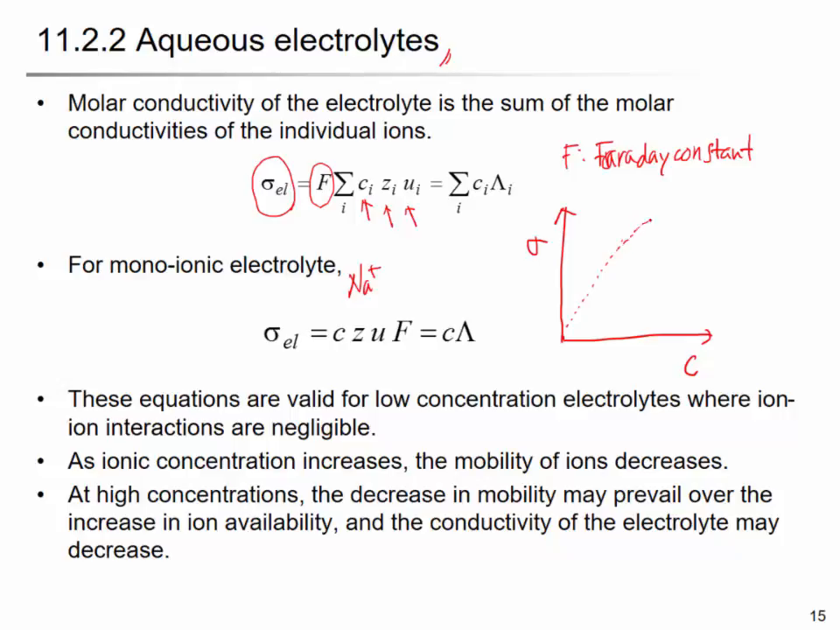Right? At some point, when the concentration is too much, there are too many ions moving together, so they will affect each other, so the increment will be less than that. At the higher concentration, the decrease in mobility may prevail over the increase in ion availability, so the conductivity may decrease. So sometimes you may have a decrease in electric conductivity too. Okay? So this equation is valid when you have a low concentration. So linear region only.